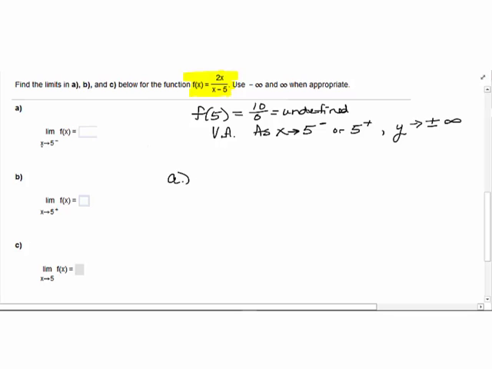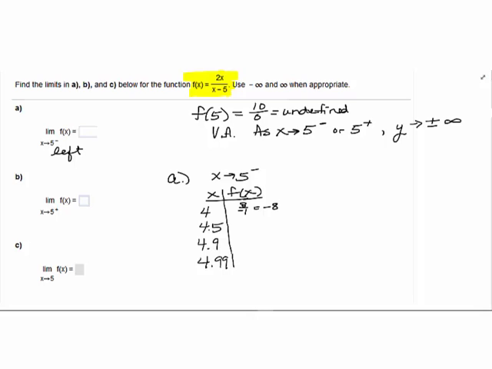So for part A, since we're talking about x approaching 5 from the left, we're talking about numbers less than 5. So for x approaching 5 from the left, we're going to figure out what x and f of x to look at here. So when x is to the left of 5, it might be something like 4, 4.5, 4.9, 4.99. And what we need to do is to plug into 2x over x minus 5. So for example, if we plug 4 in, we're going to get 8 over negative 1, which is negative 8. And if we plug 4.5 in, we're going to get 9 divided by negative 0.5, which is negative 18. And if we plug in 4.9 for x, we're going to get 9.8 divided by negative 0.1, which is going to be negative 98.